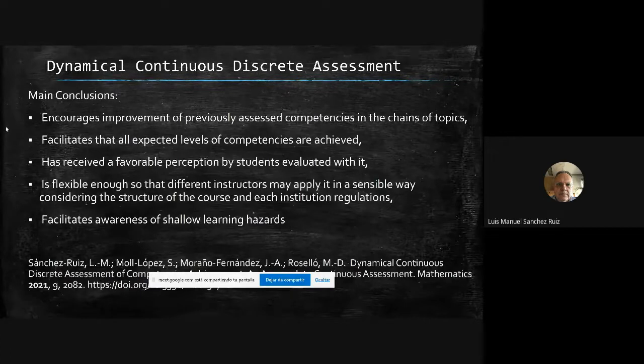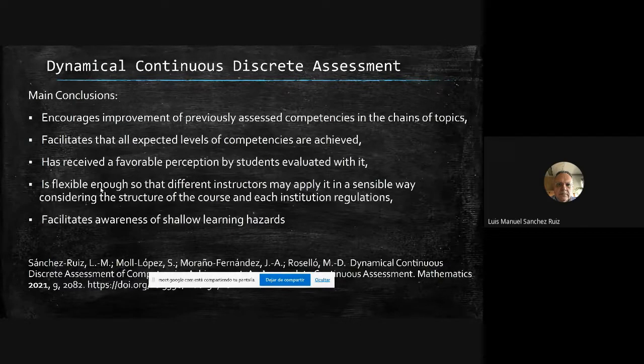Well, it has facilitated that all expected levels of competencies are achieved because we are continuously reviewing what they have been doing in the past. It has received a favorable perception by students that have been evaluated with this dynamic and continuous discrete assessment. It is really flexible. It is not closed. There are many ways that you can play here, different ways of retroactivity. You can play with some conditions.